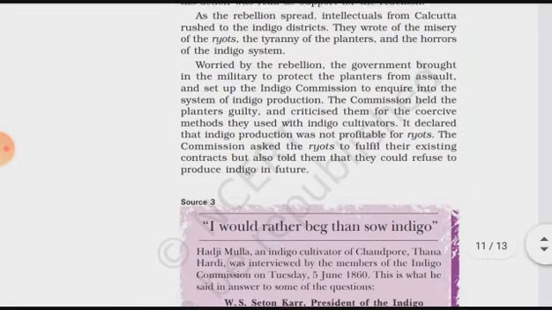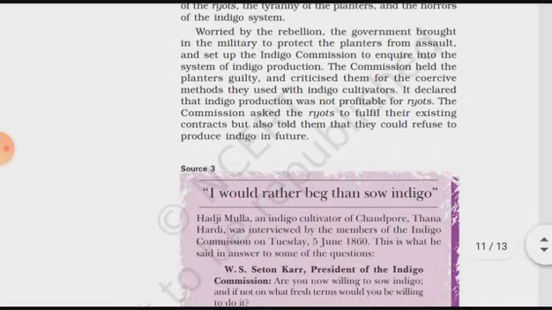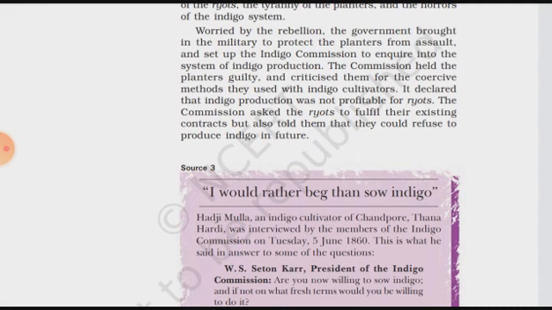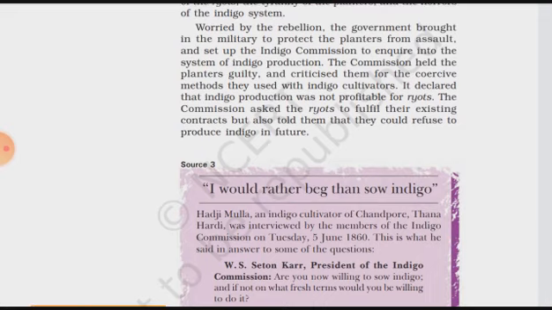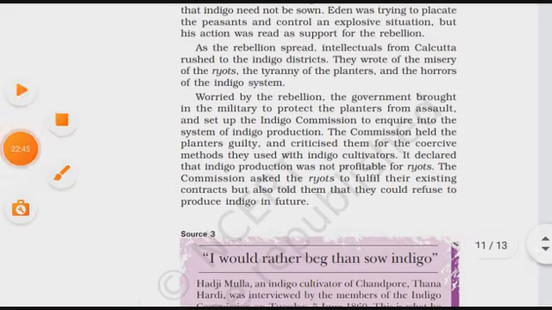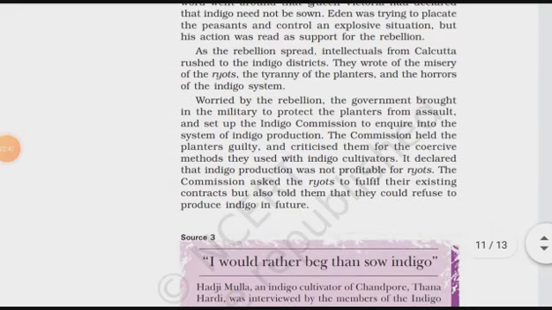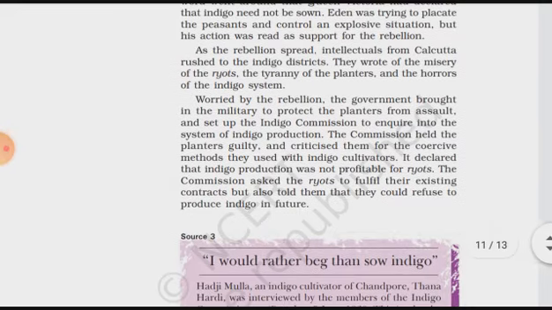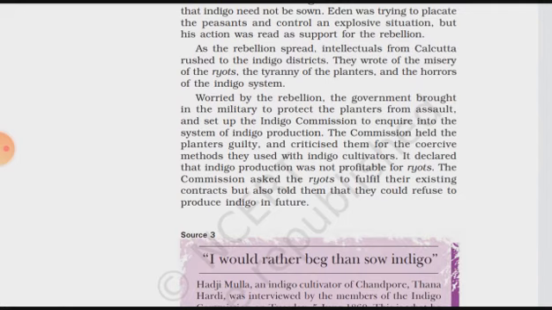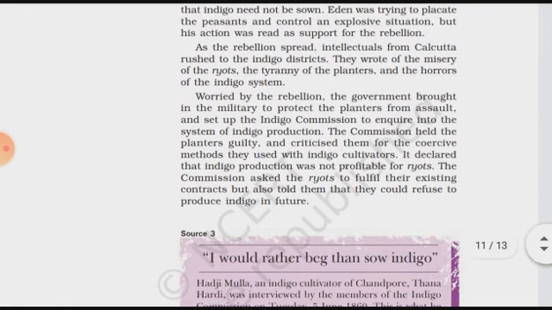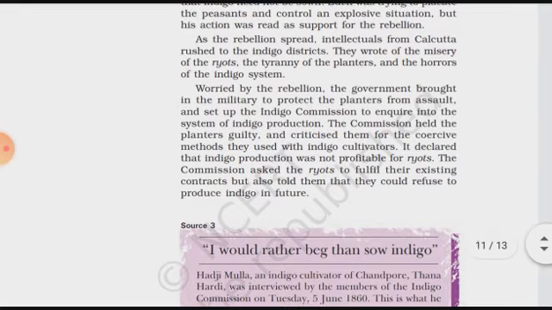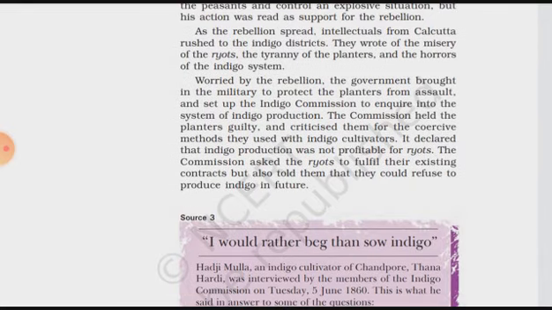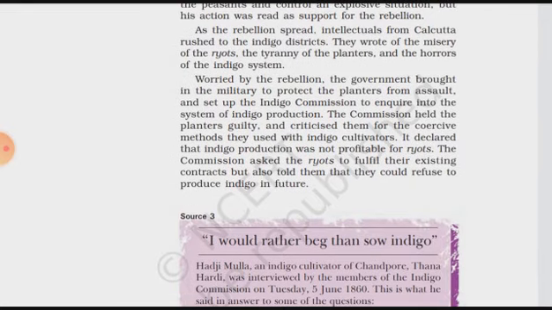Then, worried by the rebellion, the government brought in the military to protect the planters from assault and set up the Indigo Commission to inquire into the system of indigo production. Tensed by these revolutionaries, these peasants, the British government brought over the military to protect the planters from the attack of the rebels, and one commission was set up to inspect the system of indigo production.